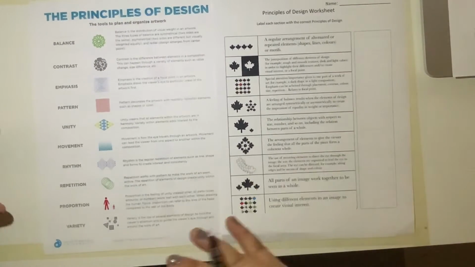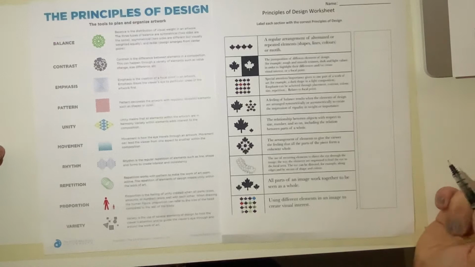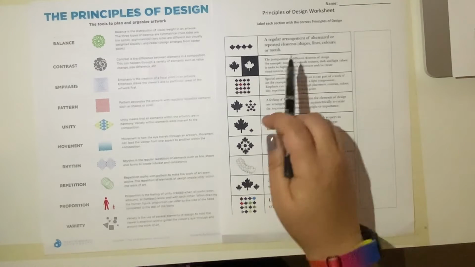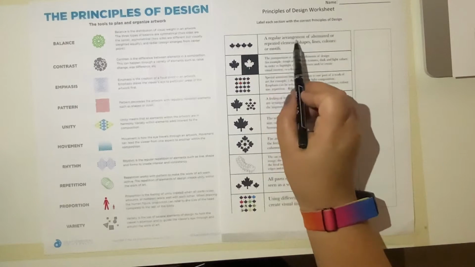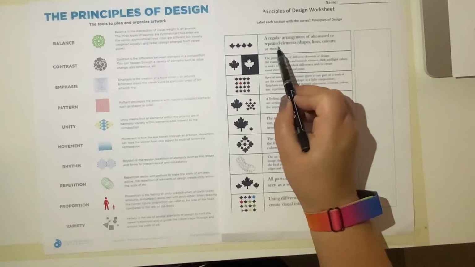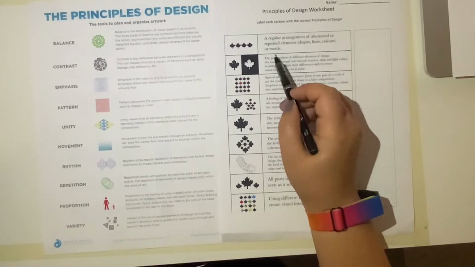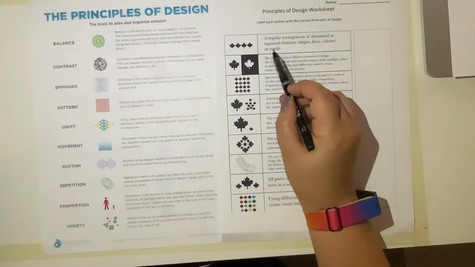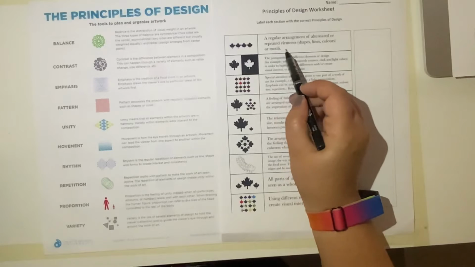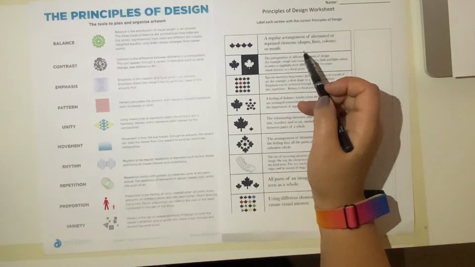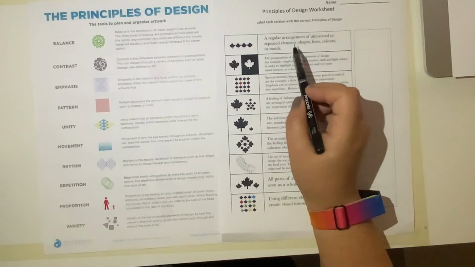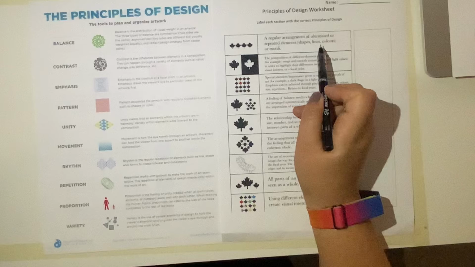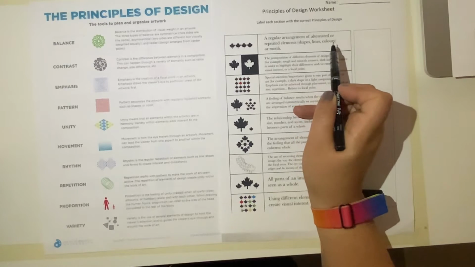Now, the two lists here are slightly different, and we'll start talking about that as we go along. So here, we're looking for a regular arrangement of alternated or repeated elements, shapes, lines, colors, or motifs. A motif is an image or a symbol that is repeated, or a design that is repeated. So a regular arrangement of alternated or repeated elements. So lines that are repeated over and over again, shapes that are repeated over and over again, colors that are repeated over and over again.